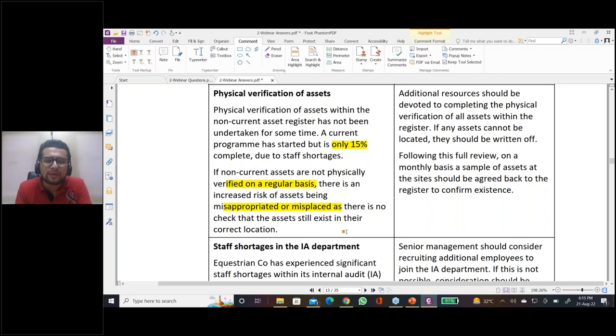Now, what should be the recommendation? Well, I need to recommend it to the management that they should appoint or recruit additional resources to the internal audit department specifically for this particular assignment, just to make sure that all those non-current assets should be reconciled. So let's see what the solution has to offer. Additional resources, that's the key word, should be devoted to completing the physical verification of all assets within the register. If any assets cannot be located, they need to be written off. This is it. Nice and easy, 1 mark.